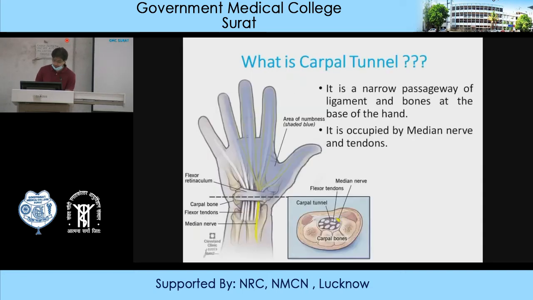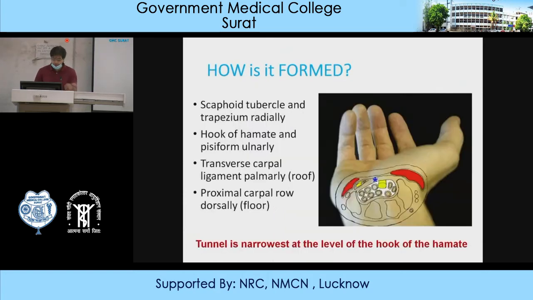So what is carpal tunnel? It is a narrow passageway of ligaments and bones at the base of the hand. It is occupied by the median nerve and its tendons. How is it formed? Scaphoid tubercle and trapezium are placed radially, hook of hamate and pisiform ulnarly, transverse carpal ligament palmarly, and proximal carpal row dorsally, which makes the floor. The tunnel is narrowest at the level of the hook of the hamate.